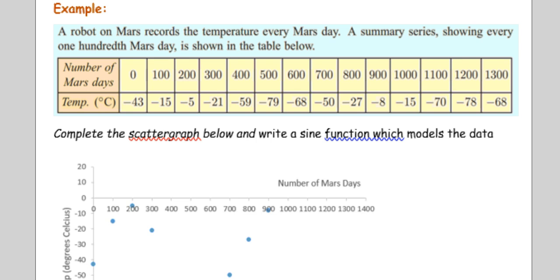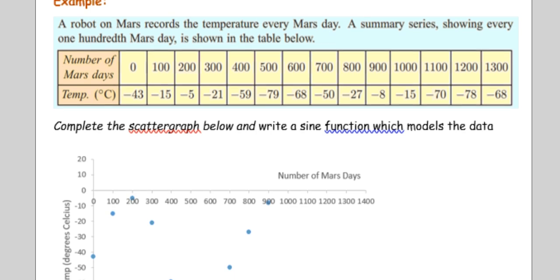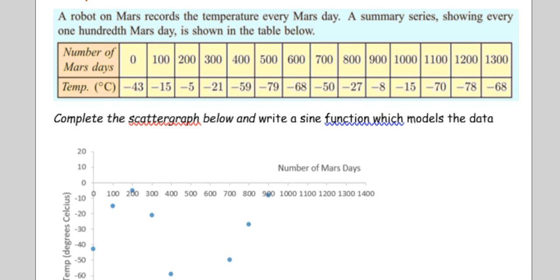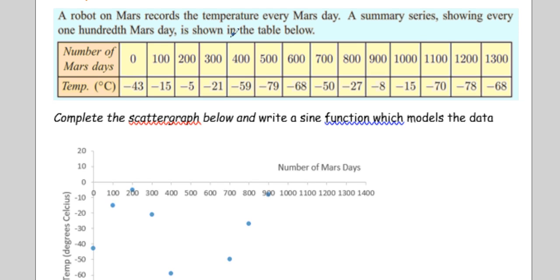Okay, guys. I've got one more. Sorry. Okay, so I figured that it would take forever to draw this graph, so I started to do it, and I just missed a few points off. So a robot on Mars records the temperature on Mars every day. Every Mars day. A summary series showing every 100th Mars day is shown in the table below.